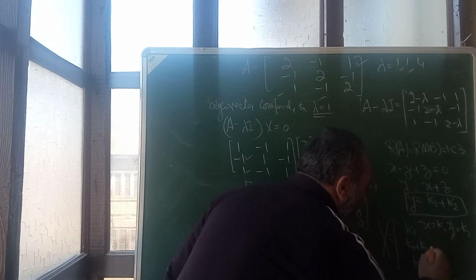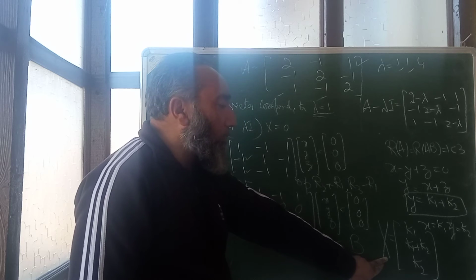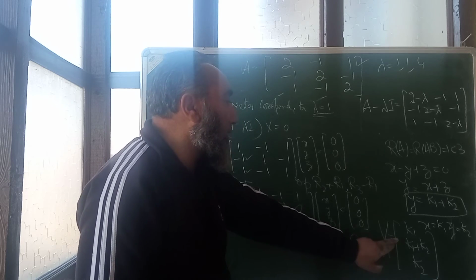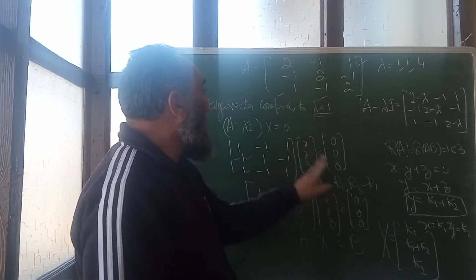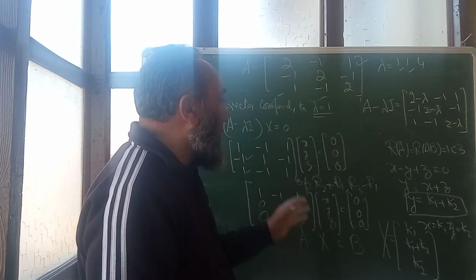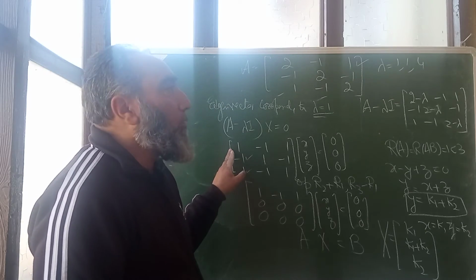A non-zero column vector x is said to be an eigenvector of a square matrix A if it satisfies the equation (A minus lambda I) x equals 0. This is your x corresponding to lambda equal to 1. Similarly, you can find the eigenvector corresponding to lambda equal to 4.